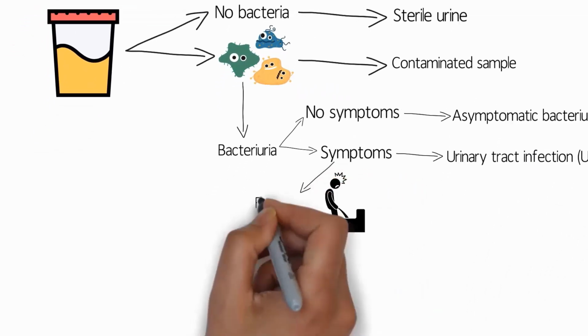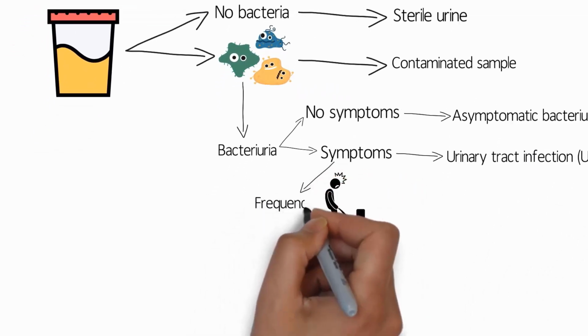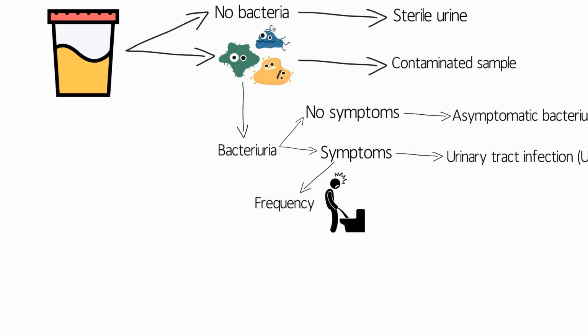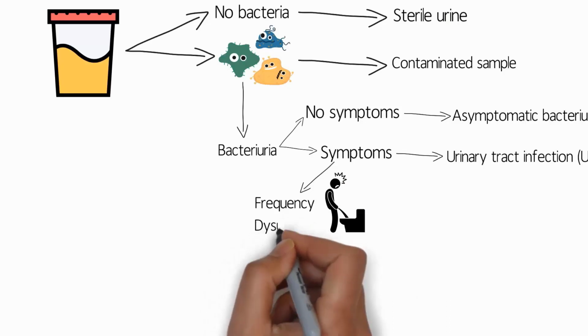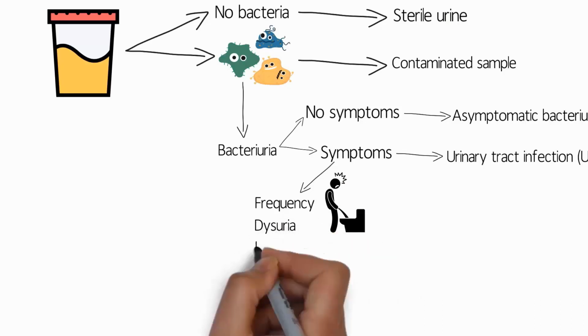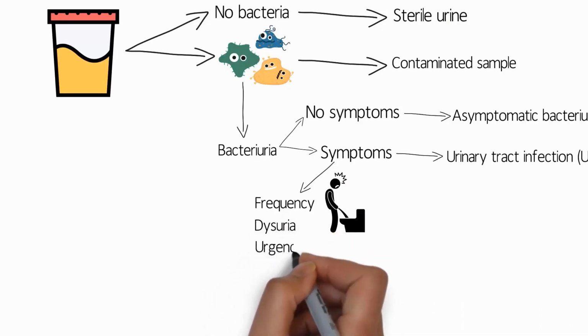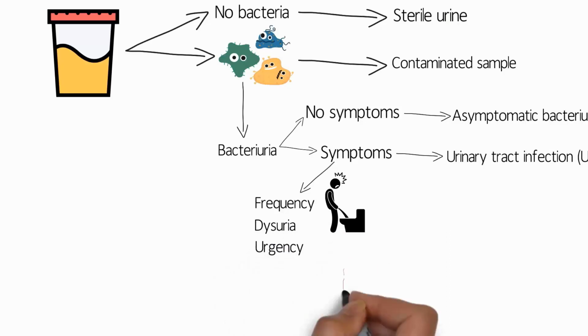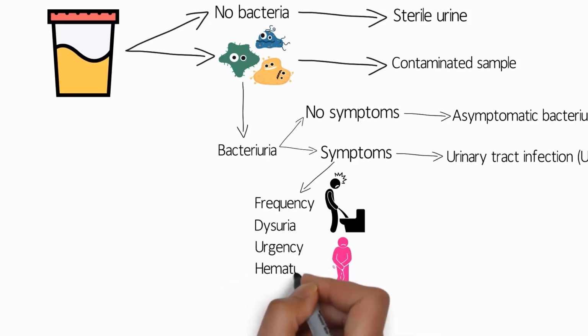The four most common symptoms are frequency, so the patient has to urinate small amounts frequently, and it will be painful, which we call dysuria. There will also be urgency, or the urge to void immediately, and there can also be hematuria, or the presence of blood in the urine.